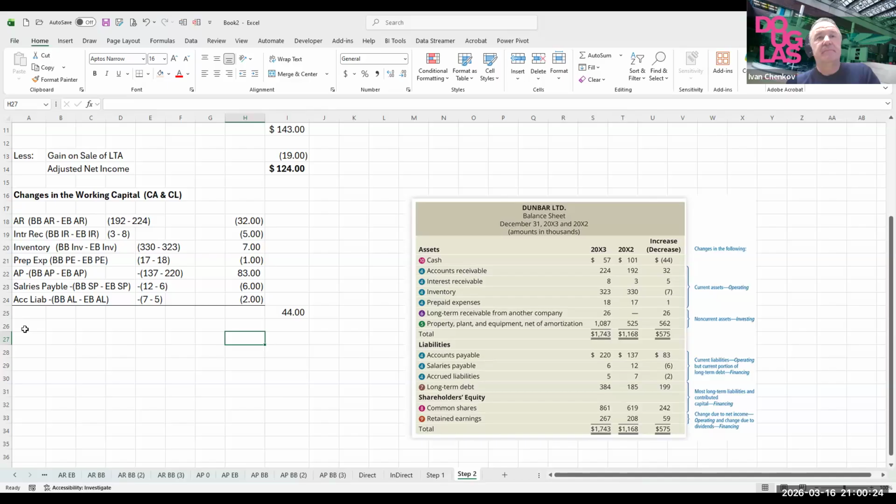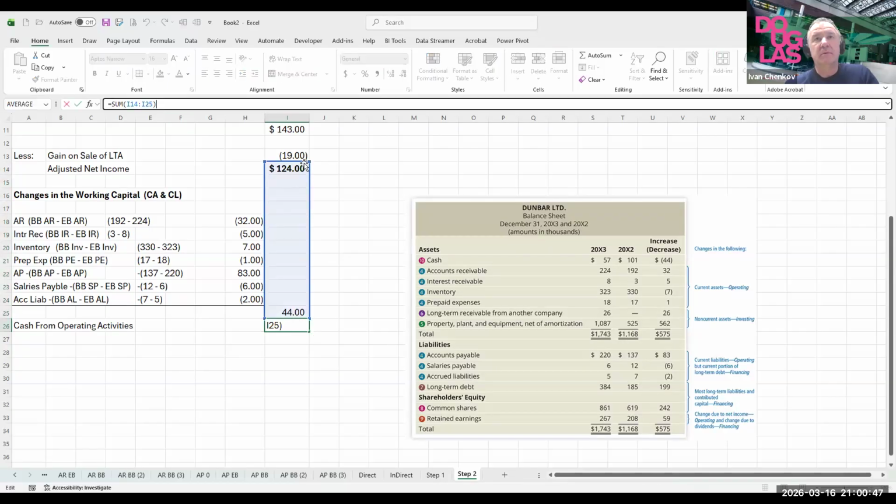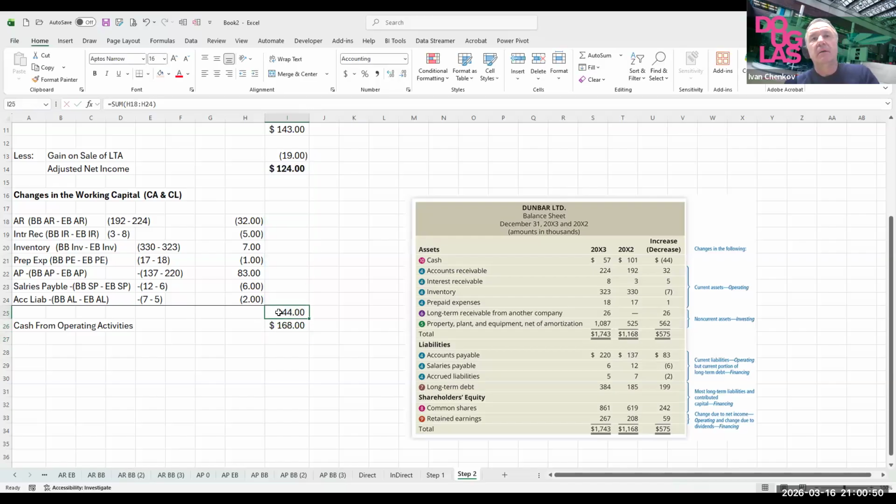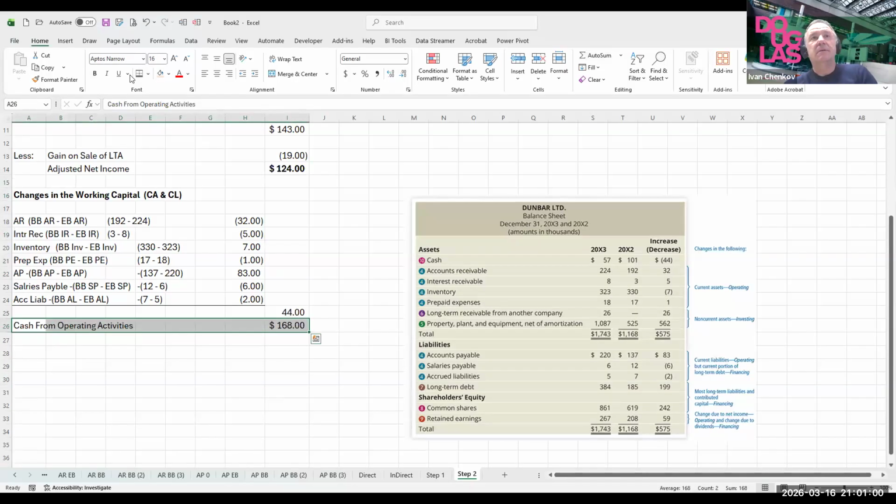And now we're going to have cash from operating activities. And that will be the calculation between those two numbers. Obviously, that's not the right calculation, so I have to go here, just the formula. And that will be my correct calculation here, if we put it this way. And that's my cash from operating activities, $168.